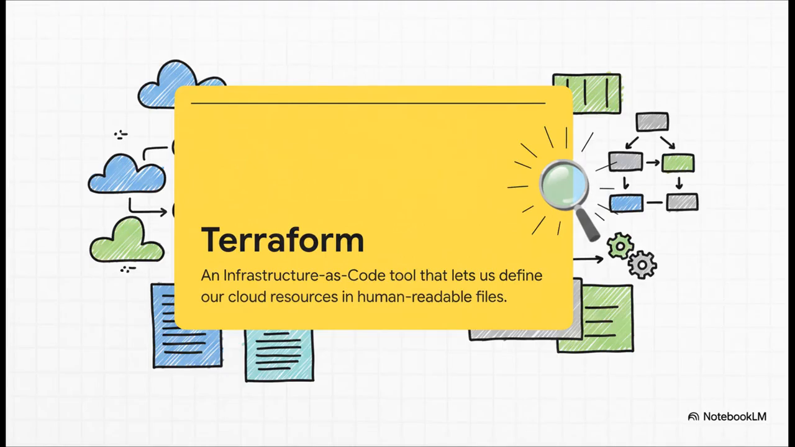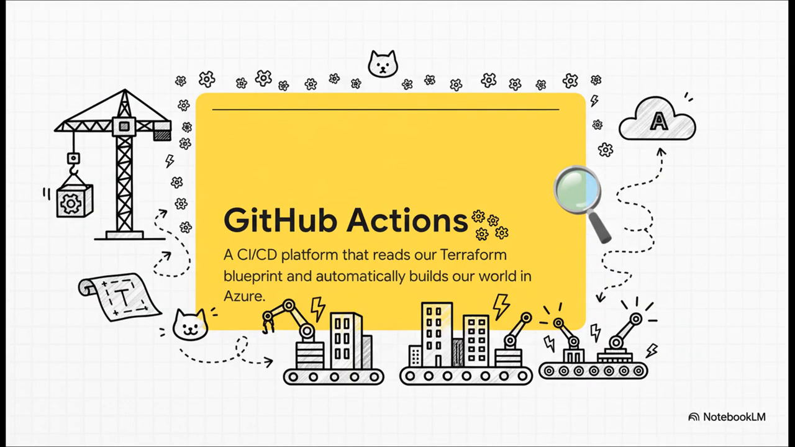Next, there's Terraform. Okay, so if Azure is the world, Terraform is the master blueprint for everything in that world. It's an infrastructure as code tool, which is just a fancy way of saying we get to write down everything we want to build, every server, every network, in simple text files that we can actually read. And our final team member is GitHub Actions. This is our automated construction crew. It's the engine that does all the heavy lifting. It takes our Terraform blueprint, connects to our world in Azure, and just builds everything for us, automatically, every single time.